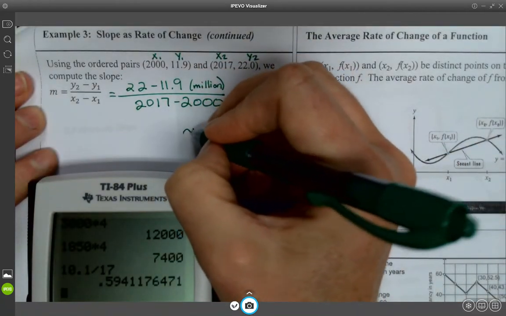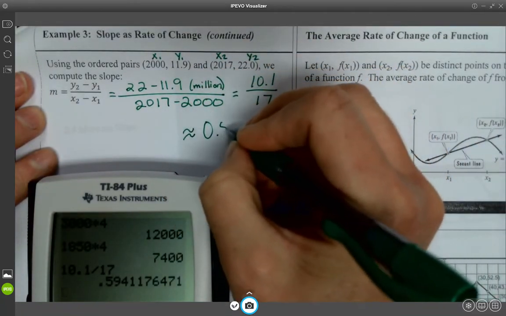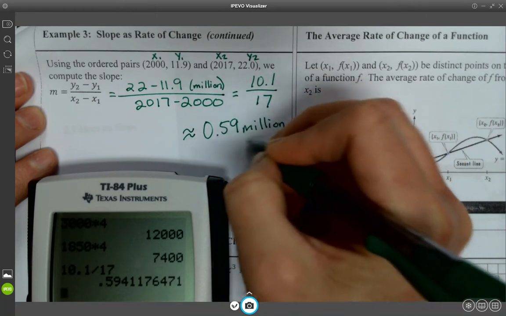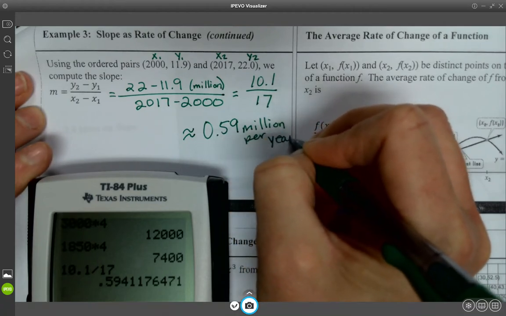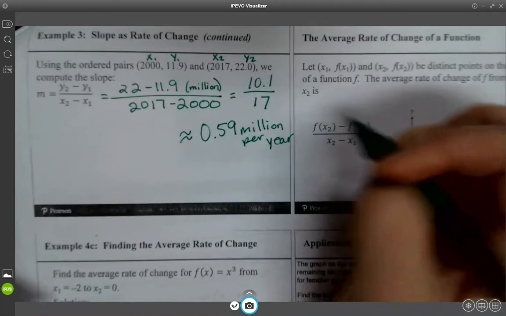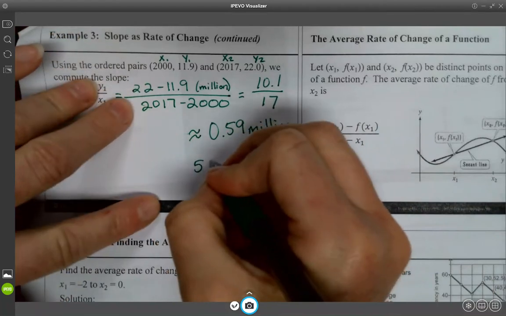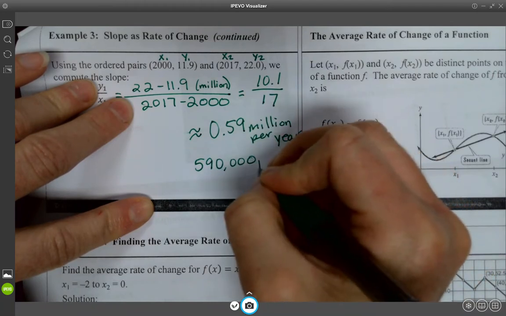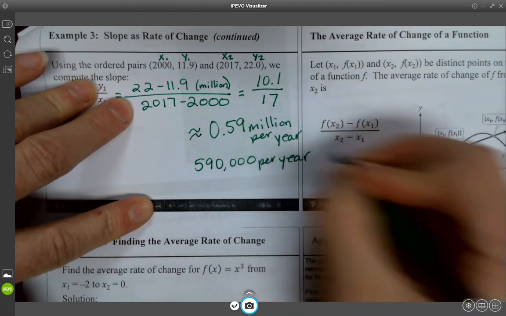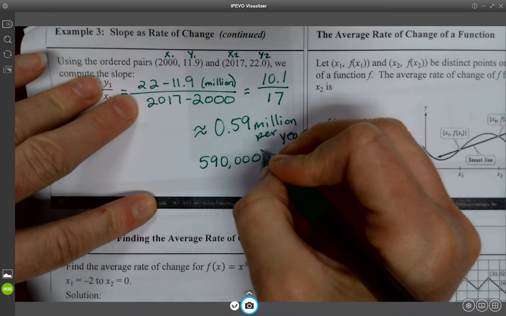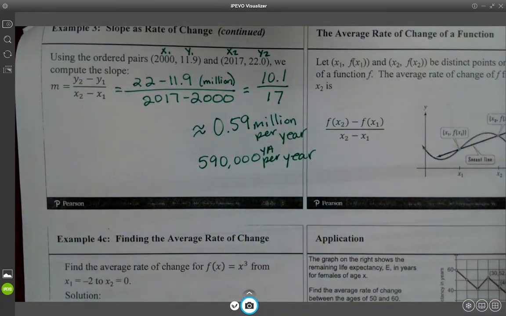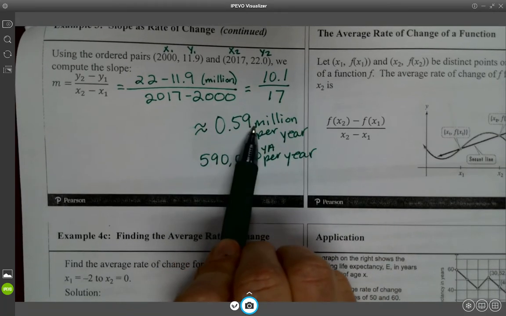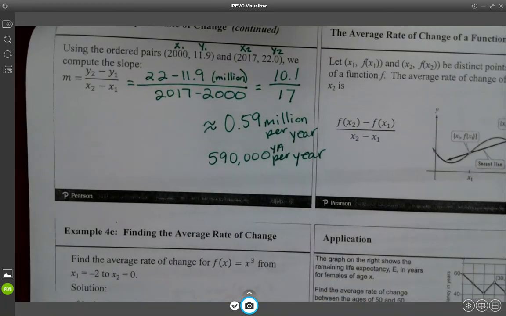So our change, I'm going to just go to 2 decimal places, is 0.59 million per year. So let's think about that. It's less than a million, so it's actually young adult per year. It's a little over 500,000, so it'd look like that if you were to write it out.